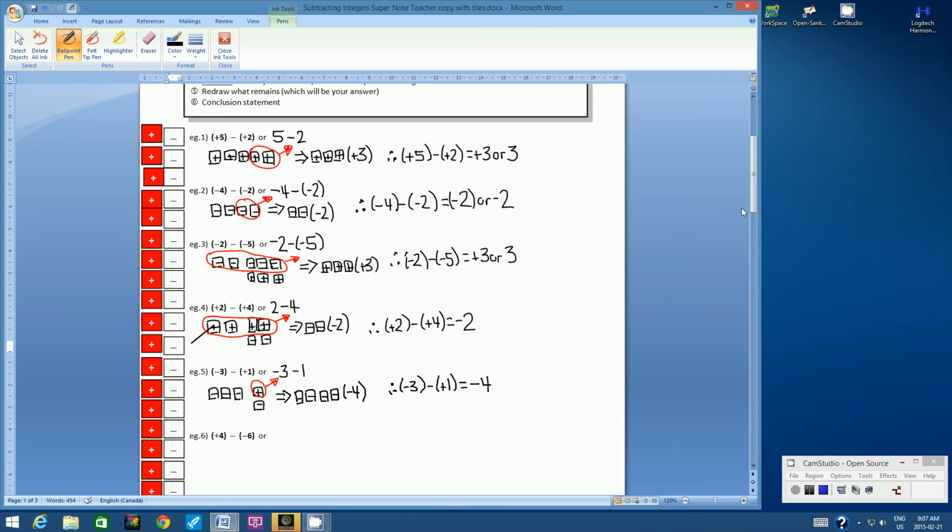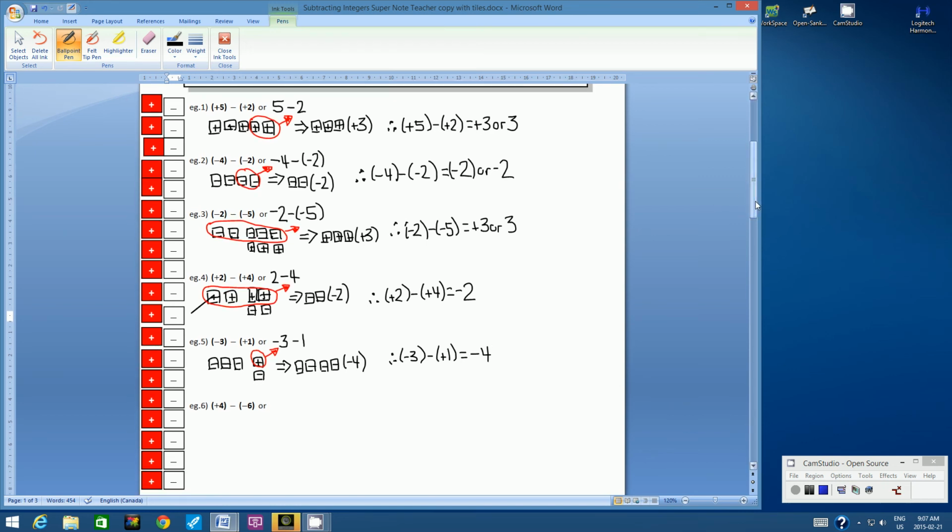All right. So let's go on to our last example. Example 6. So let's rewrite it in standard form. The question is +4 subtract -6. Well, +4 can just be written as 4. And the -6, unfortunately, in brackets, has to just be copied as -6 in brackets.